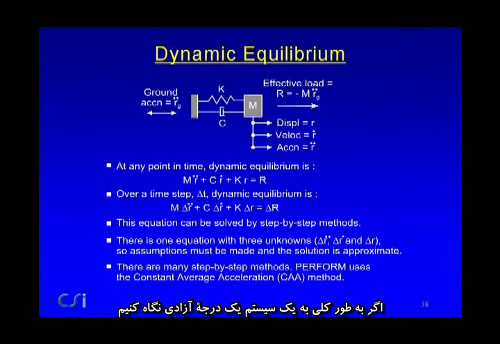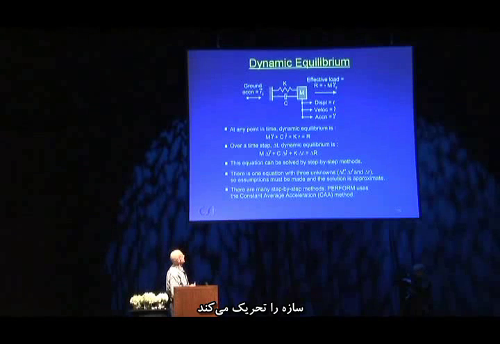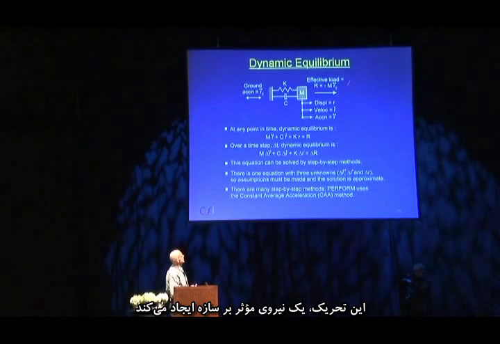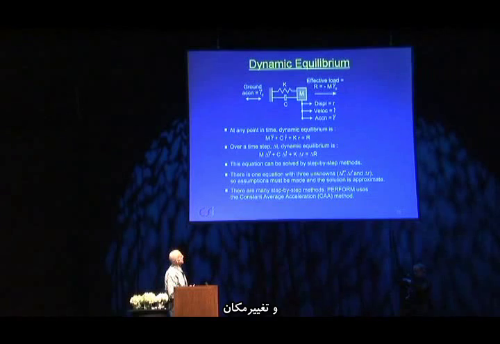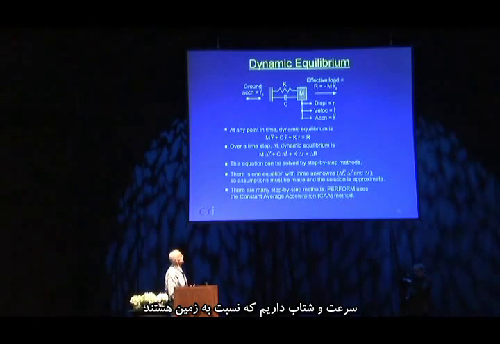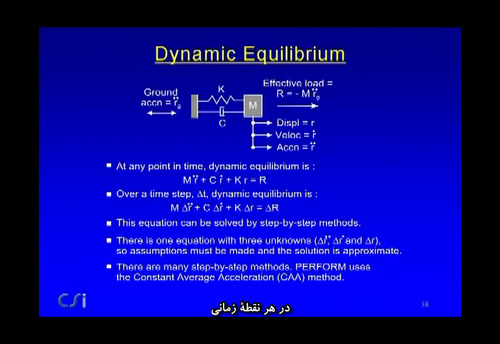If we look at a single degree of freedom system, basically you've got the ground acceleration, which is exciting the structure. This produces an effective load on the structure, which is R, the external load. And we have some displacement, velocity, and acceleration, which are relative to the ground. At any point in time, you have dynamic equilibrium, and over a time step, you have an incremental dynamic equilibrium.